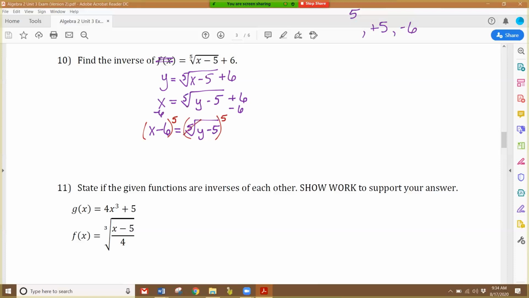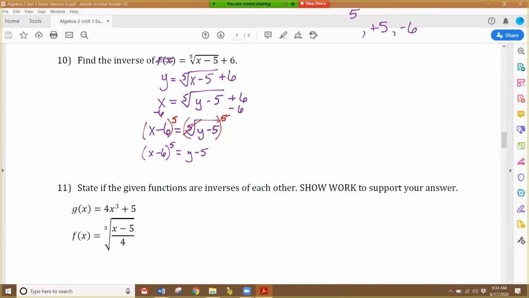On the right side, the 5th root and the 5th power cancel each other out, leaving you with y minus 5. On the left side, we are going to leave it as x minus 6 to the 5th power. Technically, I could be really mean and make you multiply that times itself 5 times, but it would be ridiculous. I would not do that to you. I could, but I'm not going to. There's no reason for you to multiply that times itself 5 times.